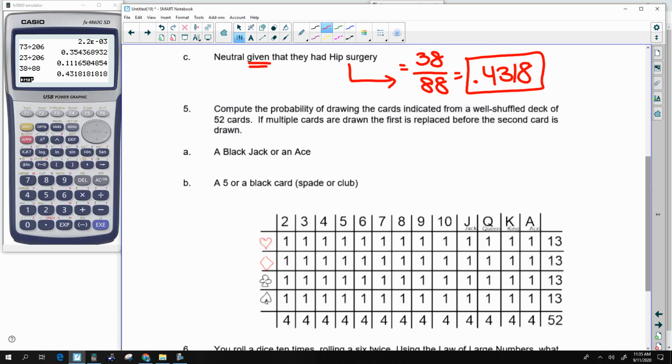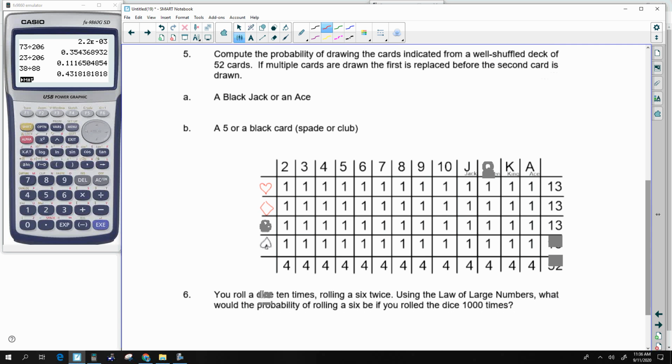All right, here they give us a table of cards. And what I am doing here is these are with the word "or." So the word "or" is A plus B minus "and," AKA the intersection.